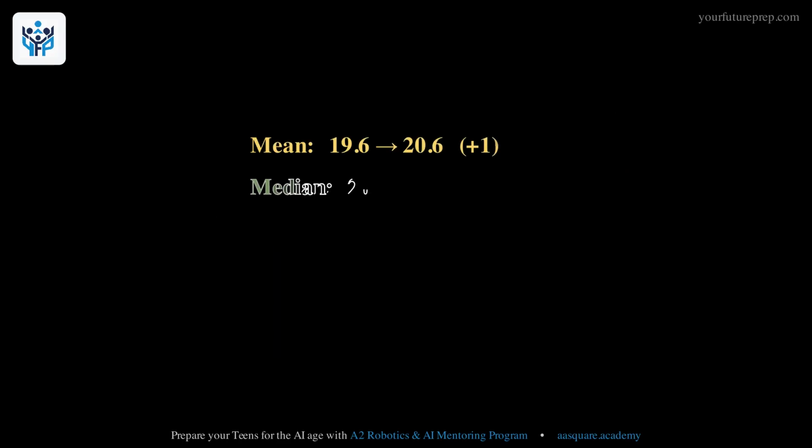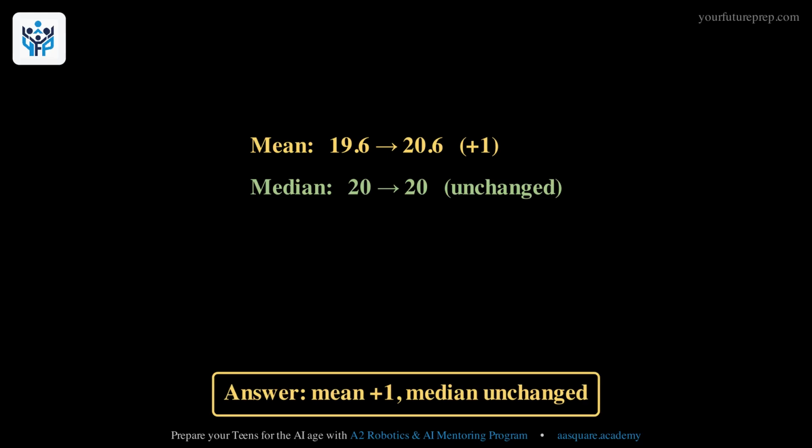So the mean increases by 1 and the median stays the same. The answer is choice A. The mean increases by 1 and the median does not change.